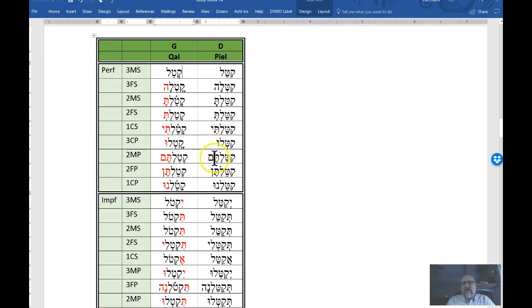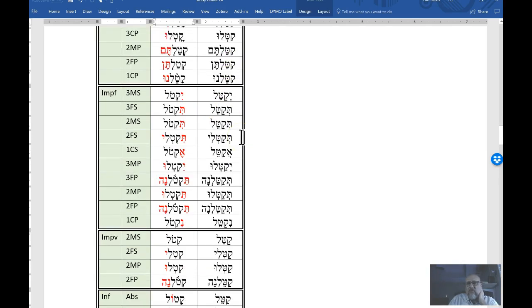Kittelu, kittaltem, kittalten, kittalnu. So if you write it out, same endings as your Qal, doubled middle radical, and then hireq in the first syllable, and then it alternates between tsere, vocal schwa, and the a-class vowel. So straightforward, same thing with the imperfect. Yekattel, tekattel, tekattel, tekattli, yekattel, yekattlu, so that's a vocal schwa, tekattelna, tekattlu, tekattelna, nekattel. So double middle radical in all of them.